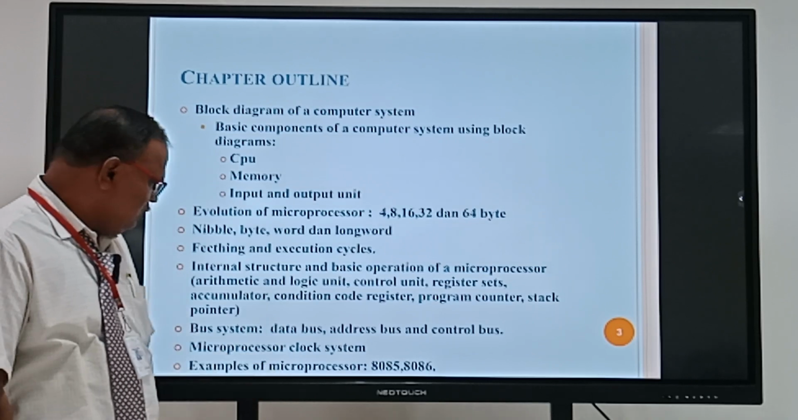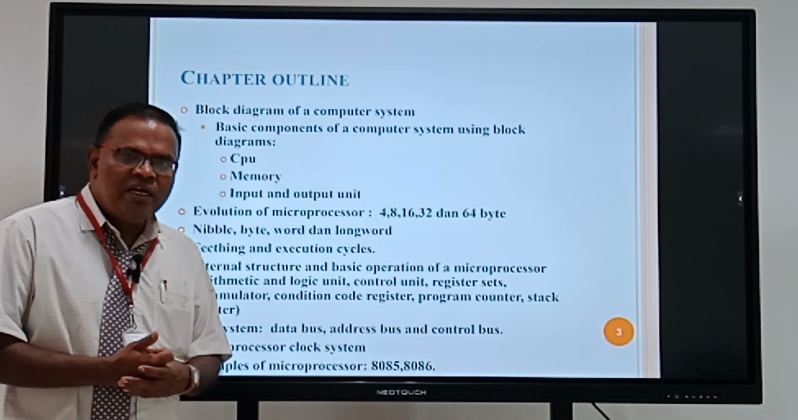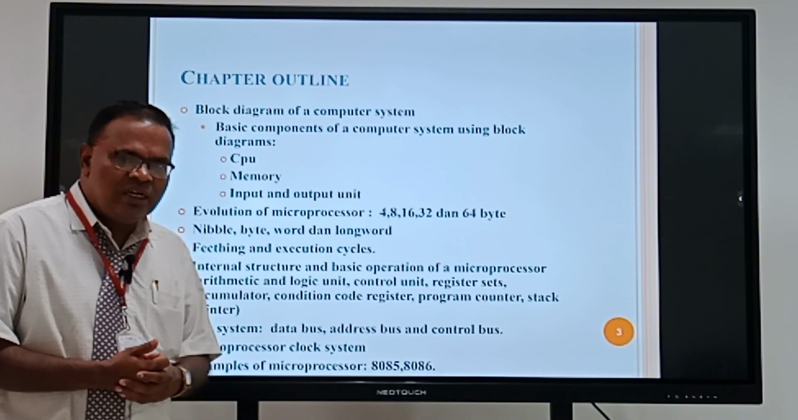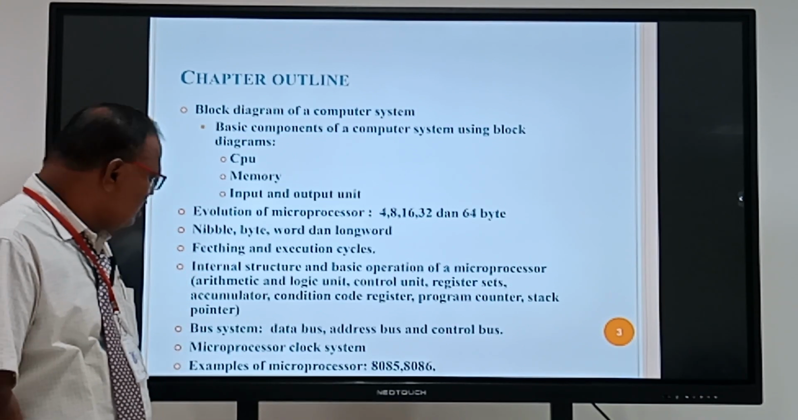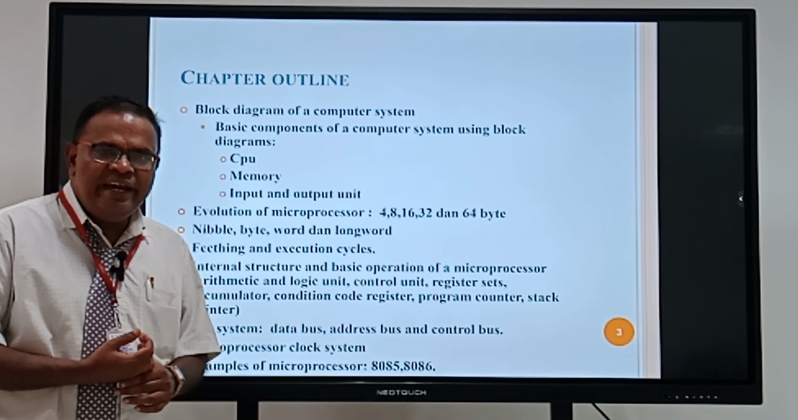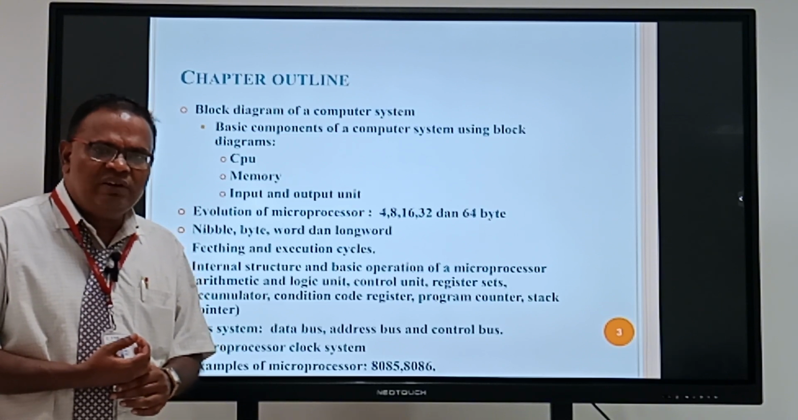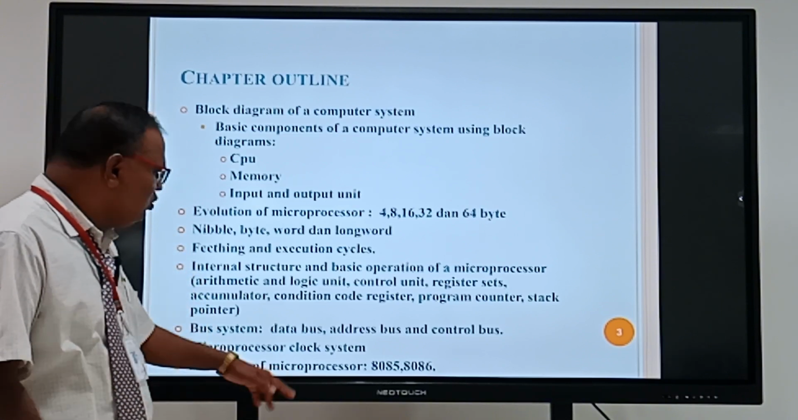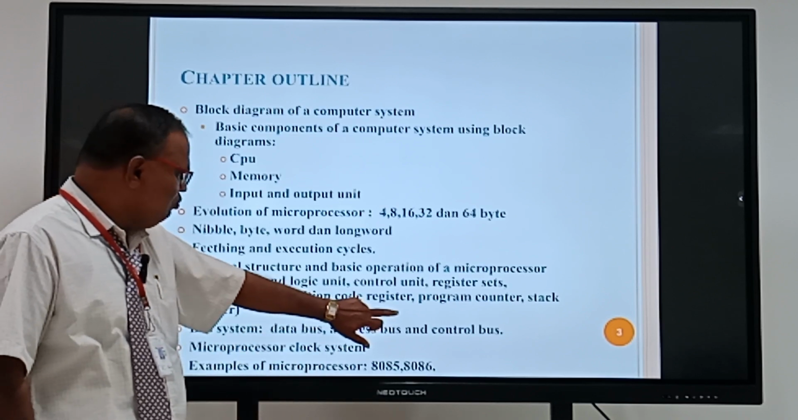Clock system: we are using different clock speeds, such as 12 megahertz and 12 gigahertz, in the case of the microprocessor. Examples of microprocessors are the 8085 microprocessor, 8086 microprocessor, 8088 microprocessor, and Z80 microprocessor. These are the different types of microprocessors we are using in microprocessor systems.